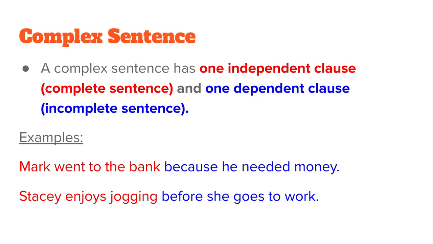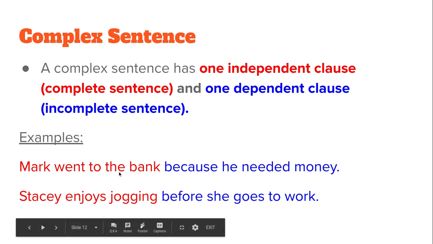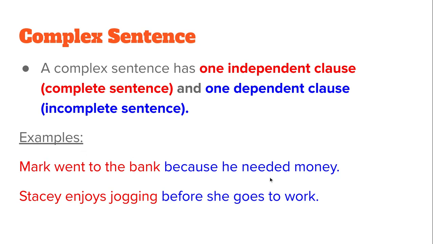So for example, we have, Mark went to the bank because he needed money. The thing in red, Mark went to the bank, is an independent clause. It could stand on its own. We have Mark went to the bank. Because he needed money is just a fragment on its own. It wouldn't be a complete sentence.